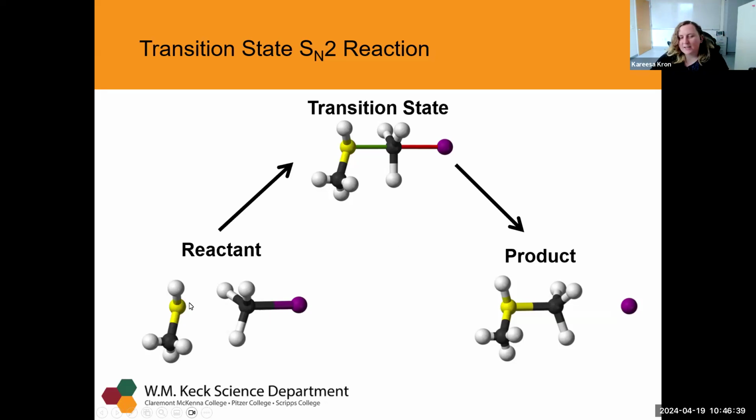compound, and if they collide with enough energy in the right orientation, then this intermediate unstable compound that doesn't look like any of the VSEPR geometries that we talked about last semester, because it isn't stable and it won't hang out here, forms where it's some geometry in between the reactant and product. And it has a high energy because it's unstable, and then it will quickly fall and form to the product where we've pushed this compound off of the carbon.